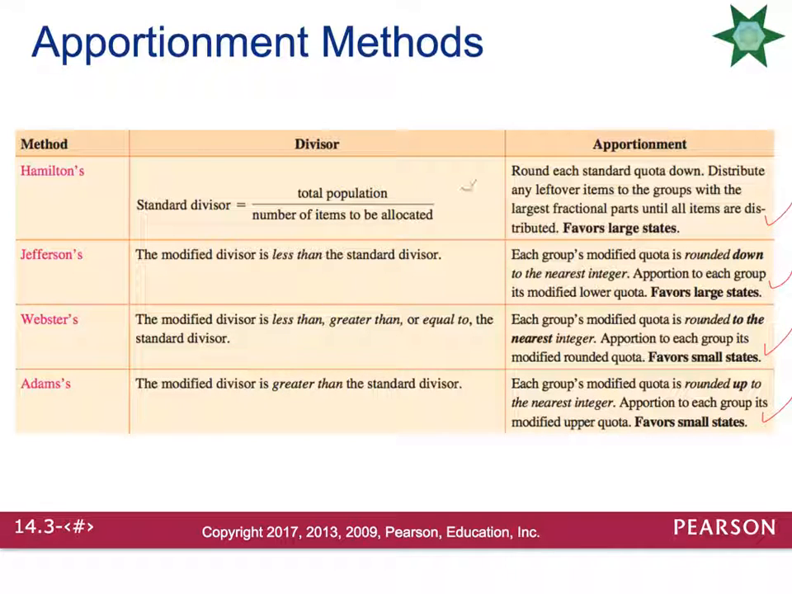Hamilton's method uses the standard divisor. Jefferson's method will use a number less than the standard divisor. Webster's method's a crapshoot. You could go smaller, it could be equal, or it could be greater than the standard divisor. And then Adams' method is typically always bigger than the standard divisor.